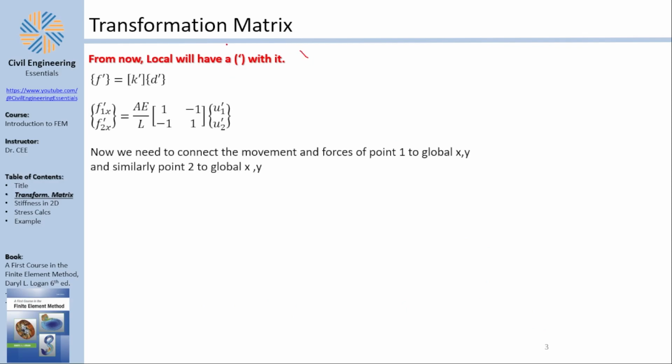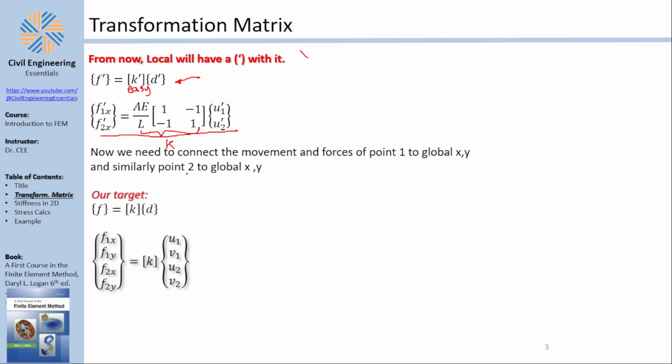With that being said, this equation, as I said, is the local equation. We use it because finding K in the local sense is easy. And we know from the previous lecture that this is the equilibrium equation for a local element in which this particular piece is your stiffness matrix. Now the idea behind this is, our target is to start with our local system and somehow get to our global system in which I have F1x without this dash. So without a dash, this is global. F1y, F2x, F2y equals K times U1, V1, U2, V2.